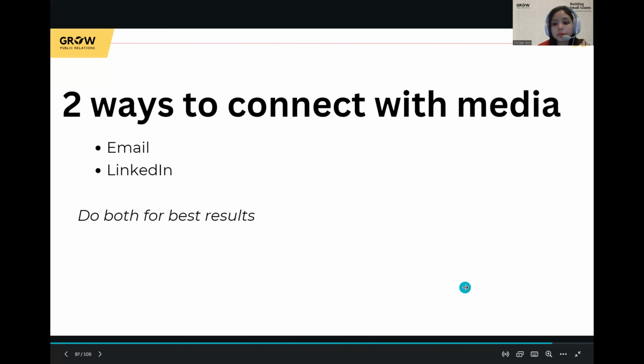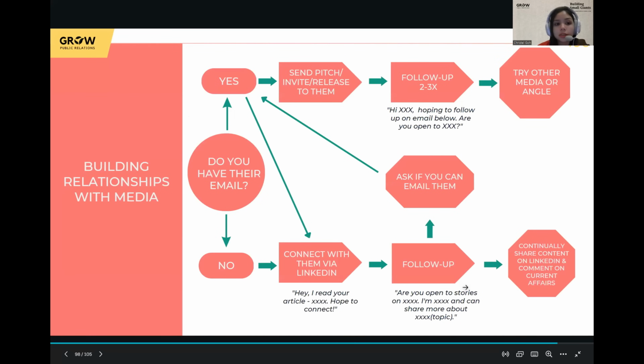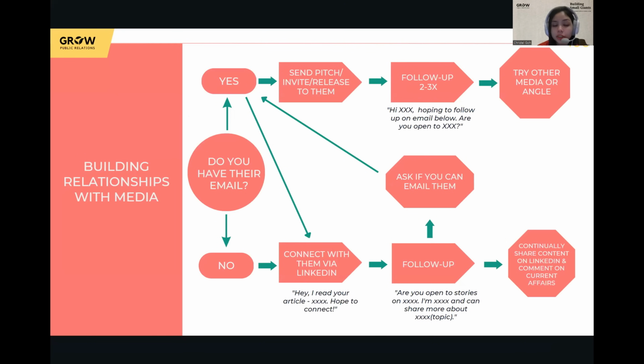I'm going to give you a flow chart to help you see how you can build that relationship with the media. So the first thing to ask yourself is whether you have their email address, right? If you have their email address, then you can send the pitch, invite or release, whichever format it is, it works the same way. Send it directly to their email. Follow up 2 to 3 times.